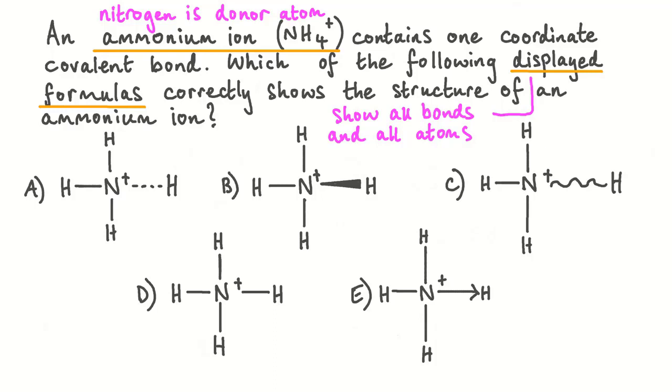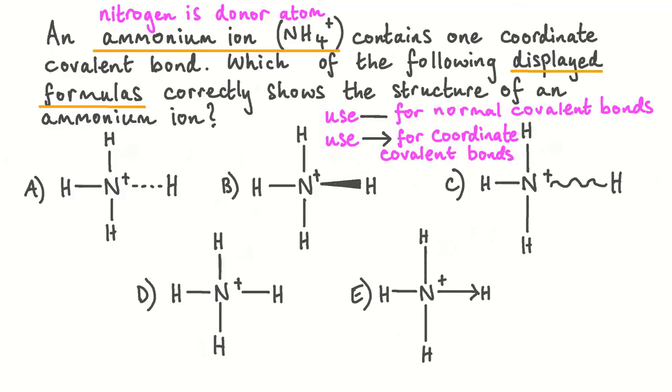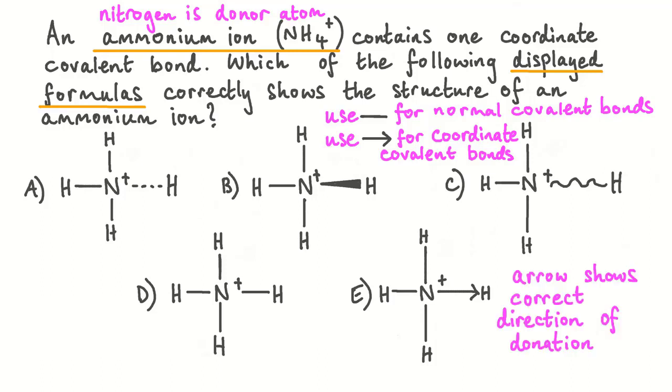All of our possible structures here show the correct number and type of atom for the ammonium ion. Each possible structure contains one nitrogen atom and 4 hydrogen atoms present. All of our possible structures have the positive charge located in the right place. When writing displayed formulas, we use a straight line or a dash to represent normal covalent bonds, and we should use an arrow to represent coordinate covalent bonds. In this case, the arrow must show the correct direction of donation of the lone pair.